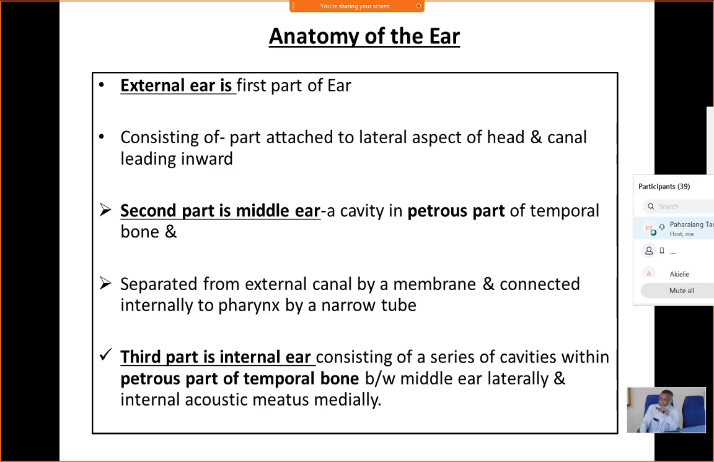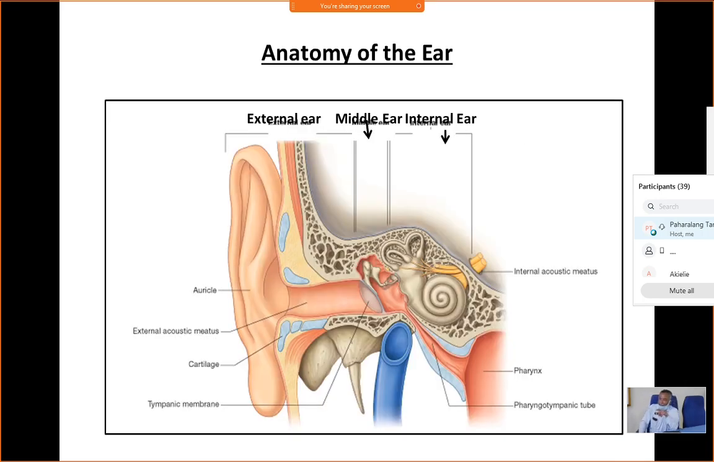It consists of the pinna plus the external auditory meatus, or canal leading inward, which is attached to the lateral aspect of the head. Then the second part is called the middle ear, which is a cavity inside the petrous part of the temporal bone. Here you can see this pink colored structure. This is our middle ear, inside the petrous part of the temporal bone.